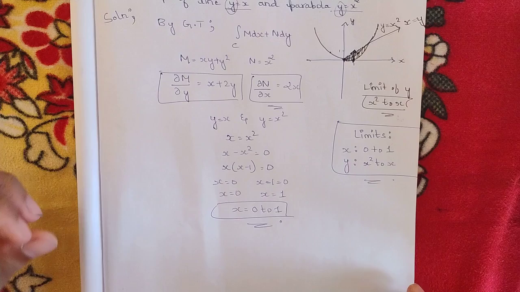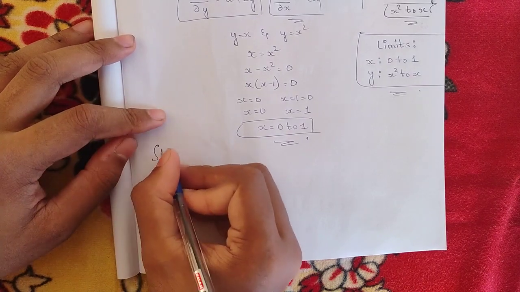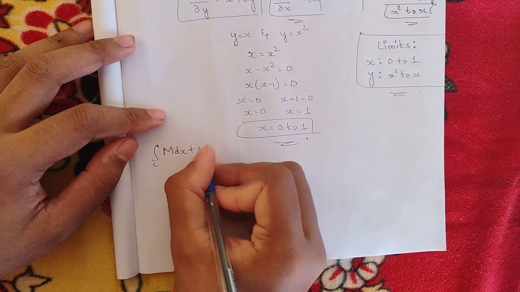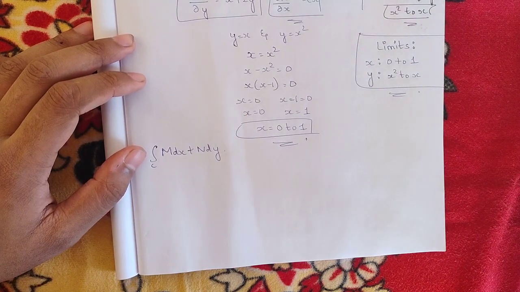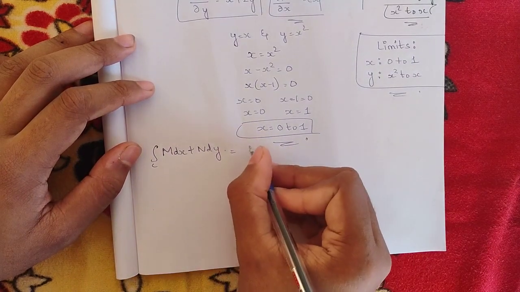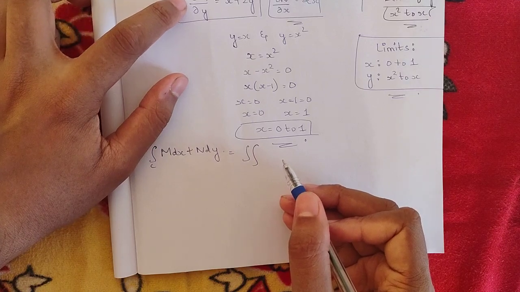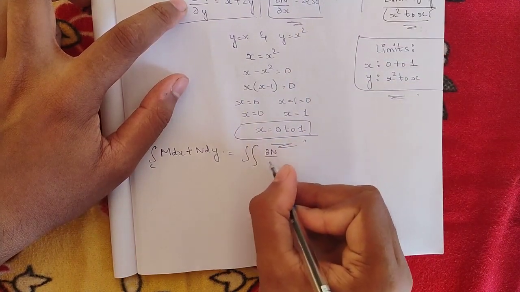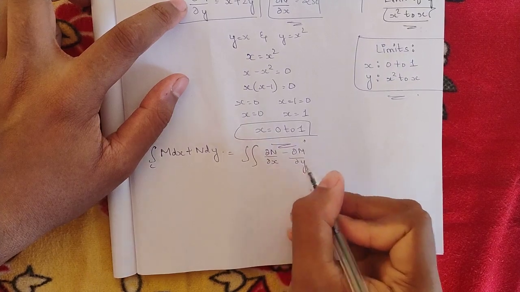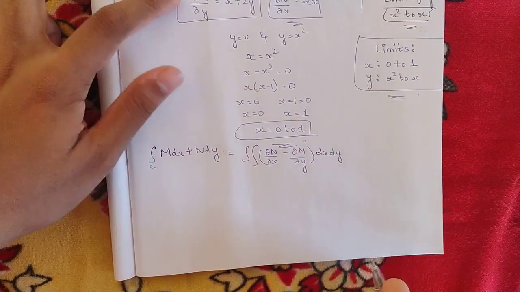Now let us do the integration part, that is, the integral of M dx plus N dy, is equal to the double integral of dou N by dou x minus dou M by dou y into dx dy, right? So this is the formula.